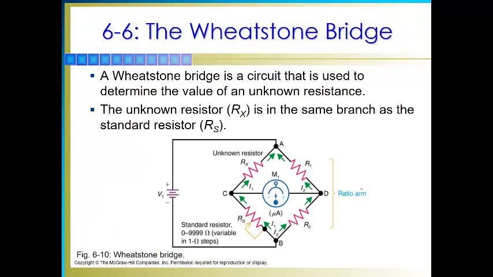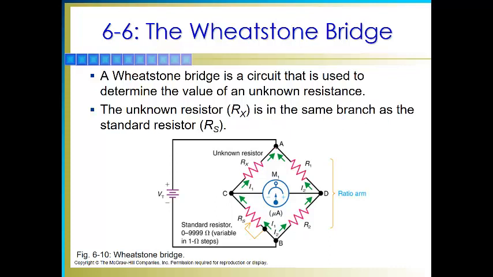All right, so section 6.6 of our textbook talks about the Wheatstone bridge. This is just a circuit that is used to determine the value of an unknown resistance. The unknown resistor Rx in this case is in the same branch as the standard resistor Rs.